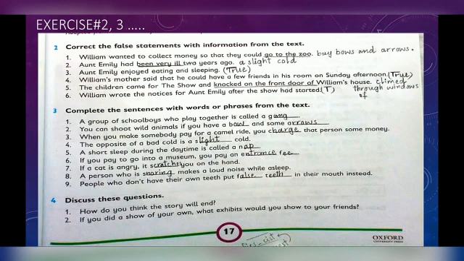Number 4: the opposite of bad cold is a slight cold. Number 5: a short sleep during the daytime is called a nap. Number 6: if you pay to go into a museum, you pay an entrance fee. Number 7: if a cat is angry, it scratches you on the hand. Number 8: a person who is snoring makes a loud noise while asleep. Number 9: people who don't have their own teeth put false teeth in their mouth instead.